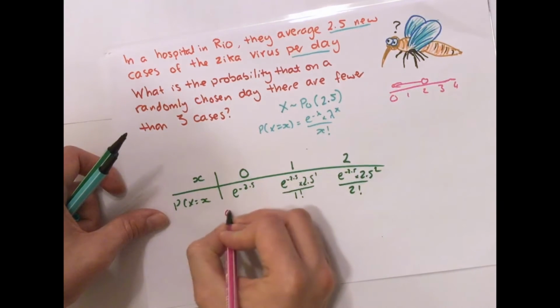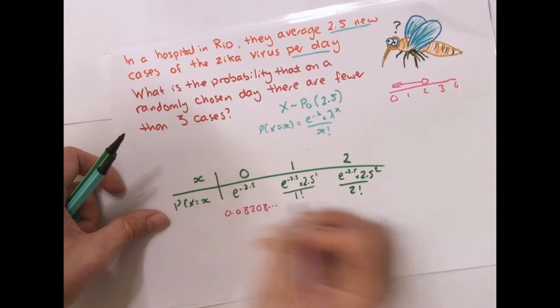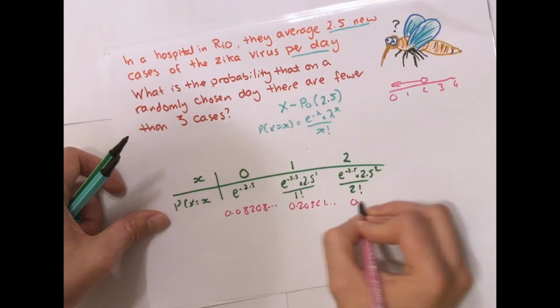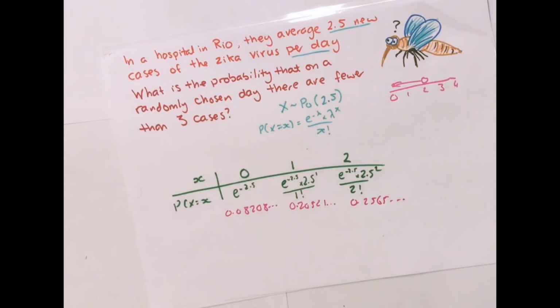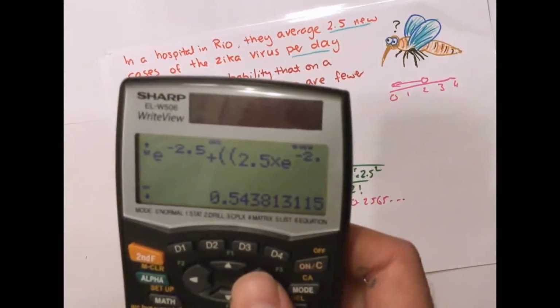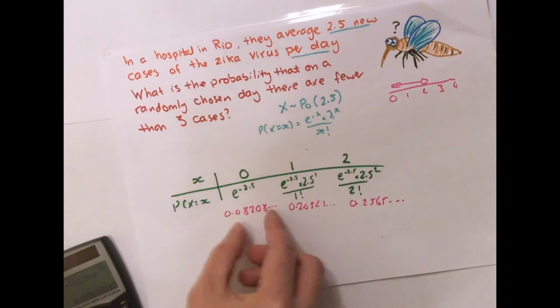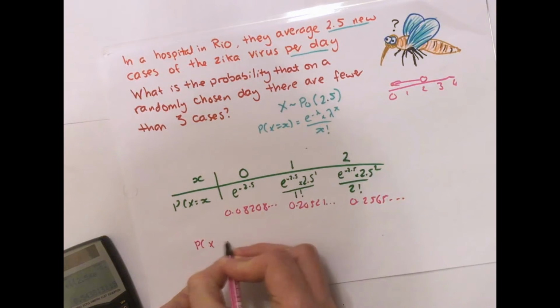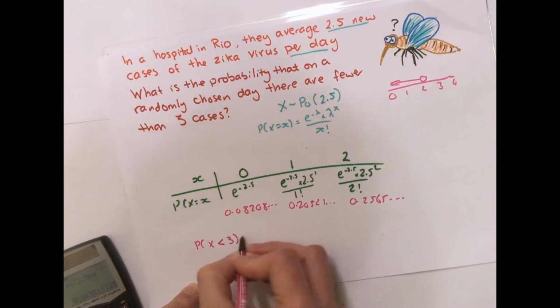You should have found these to be 0.08208, etc., 0.20521, and 0.2565, etc. My tip is, if you're actually working this out, you do not want to calculate all 3 individually and add them up. Try to do all of it in one calculation, because every time you truncate those numbers, you're missing out on detail, which may put your answer off a little bit. So the probability that x is less than 3 is going to add up all these probabilities.